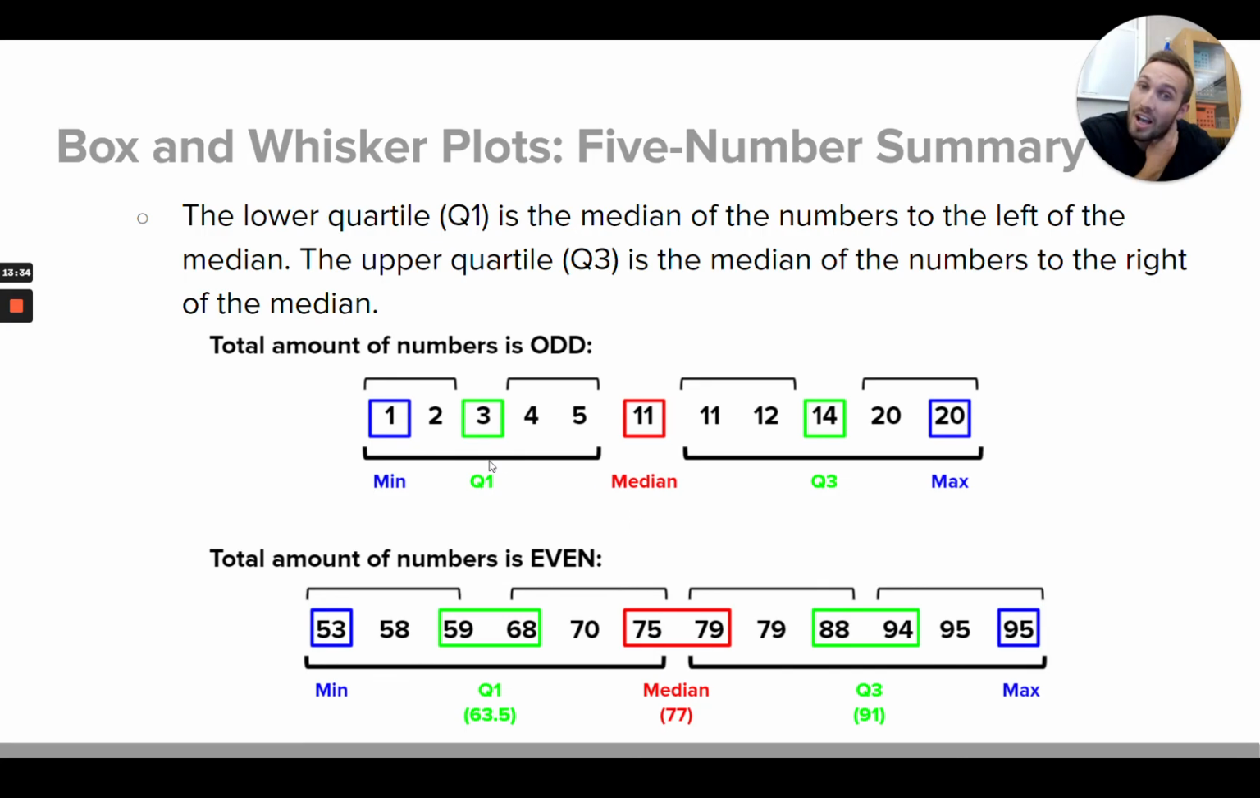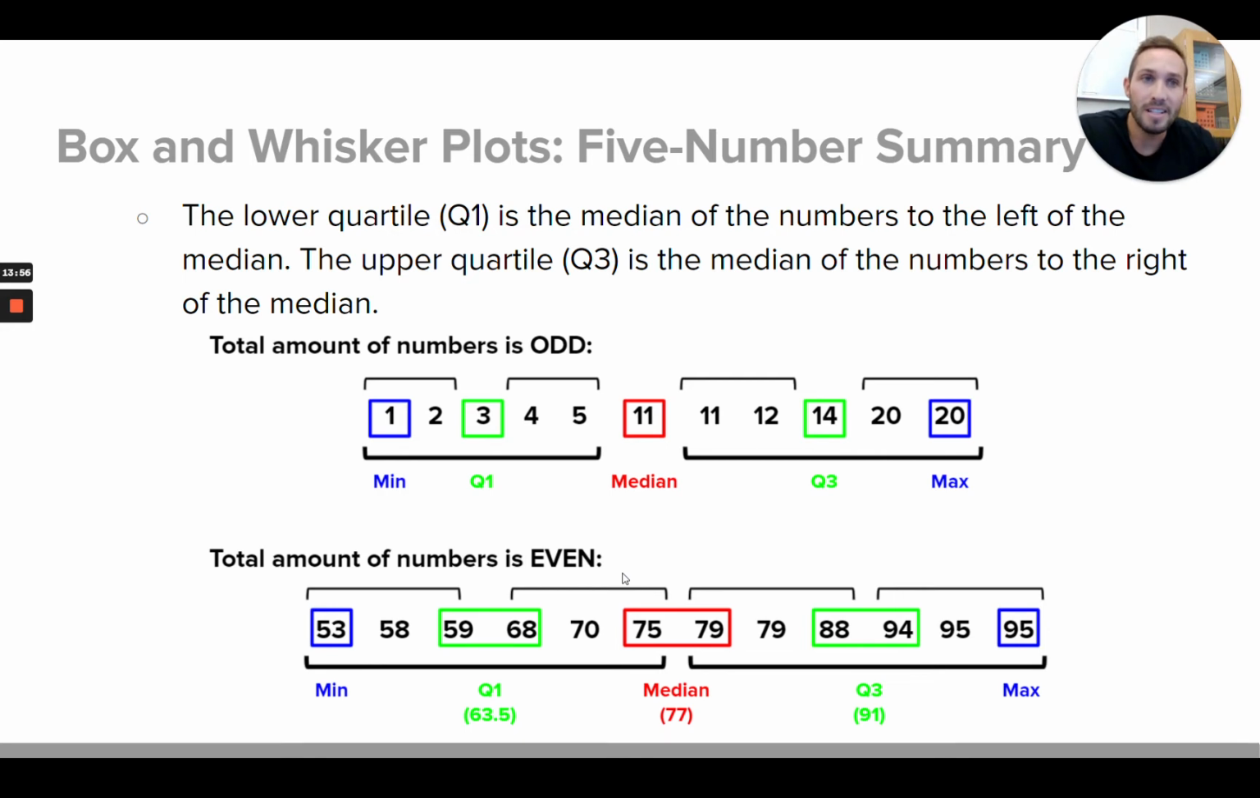And then Q1 and Q3, your lower and upper quartiles, that's going to be the median from the first half of the numbers. And then this is going to be the median for the second half of the numbers. So that's how you figure that out. And so there's 2 numbers to the left, 2 numbers to the right, 2 numbers to the left, 2 numbers to the right, and that's how we get Q1 and Q3.